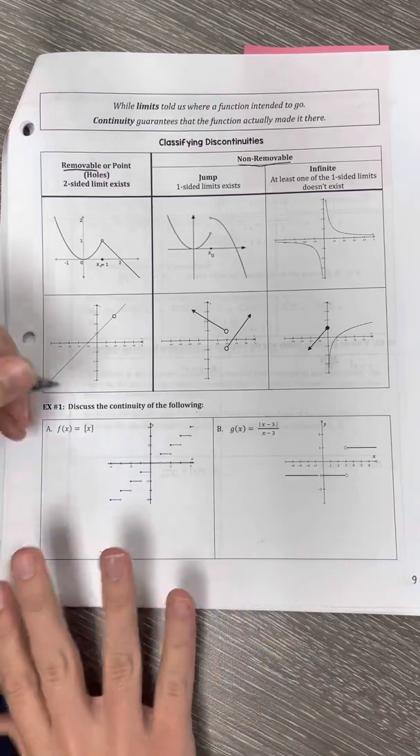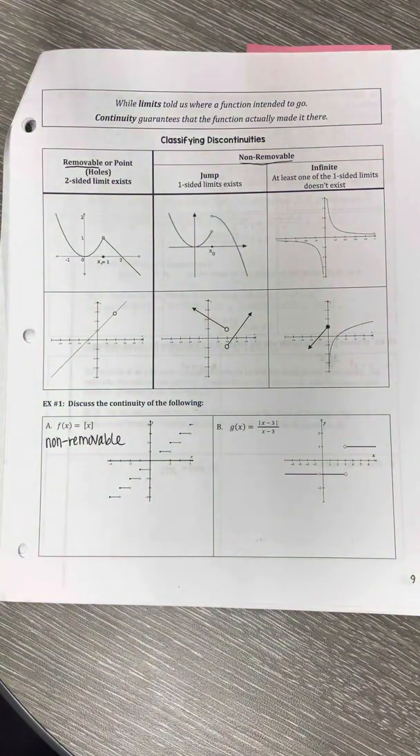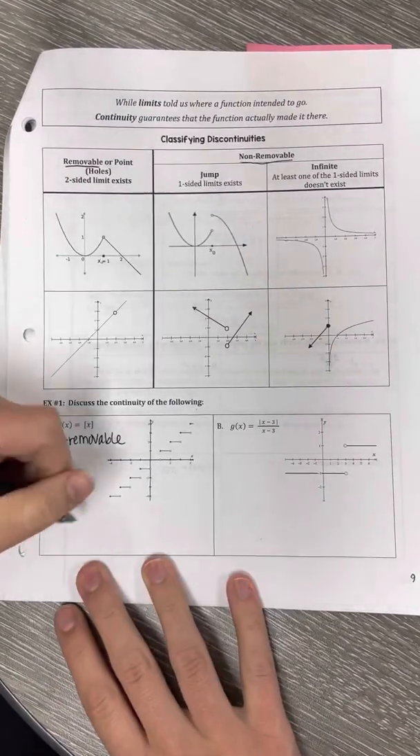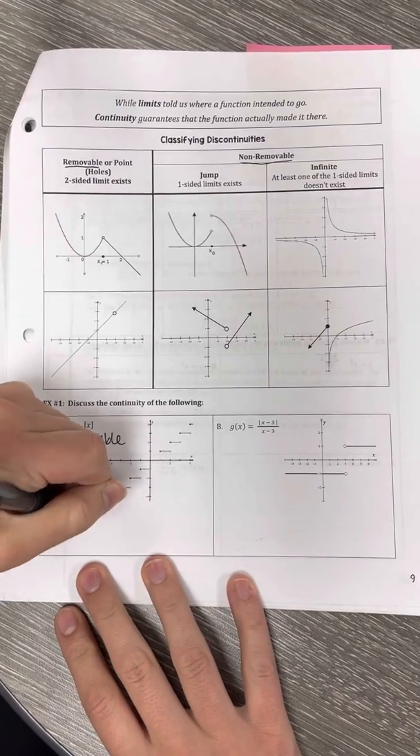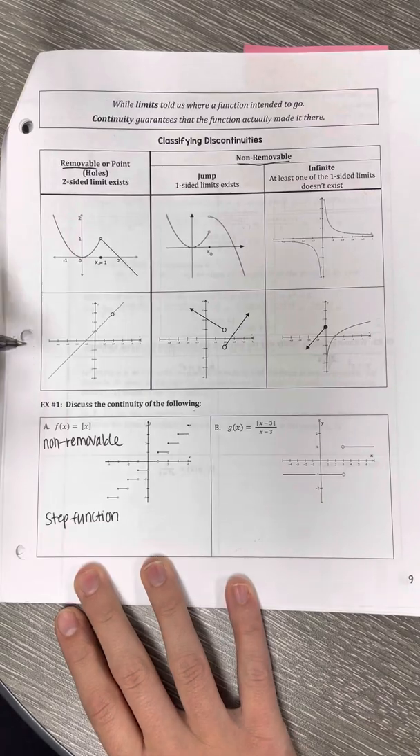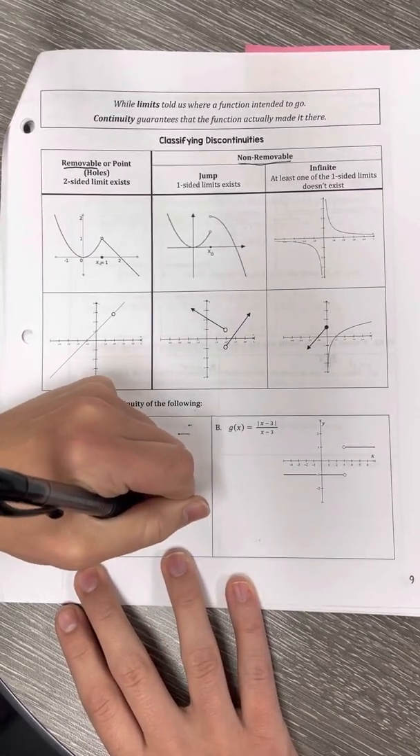Discuss the continuity of the following. This one is non-removable. So the first one we're talking about is a non-removable discontinuity because it is a step function, and because it has infinite discontinuities.